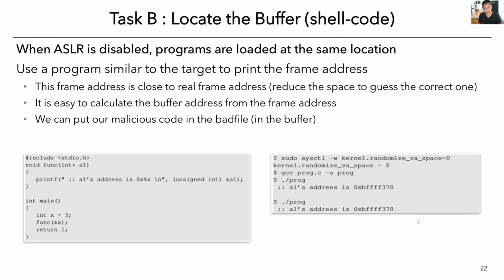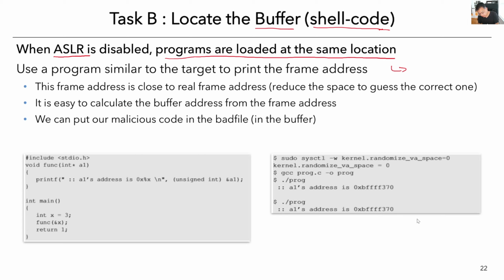The second task is to locate the buffer or the shell code, right? We don't care about the buffer; the shell code is our target. When address space layout randomization is disabled, programs are always loaded at the same location. This is why in the early days, exploiting buffer overflows was actually pretty easy, because the program will always be loaded at the same location.